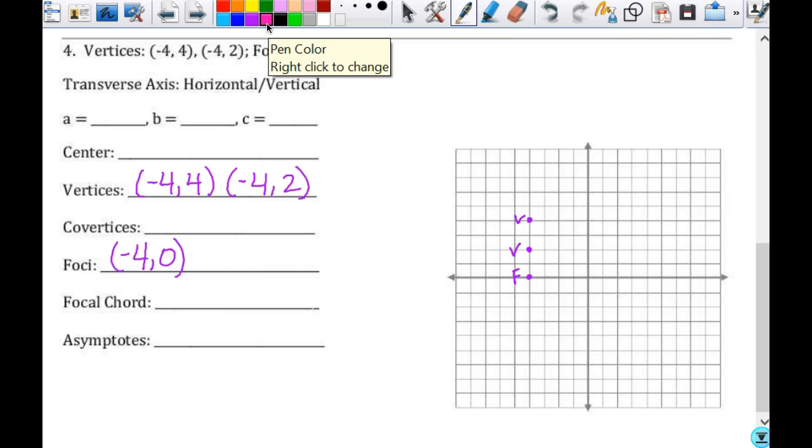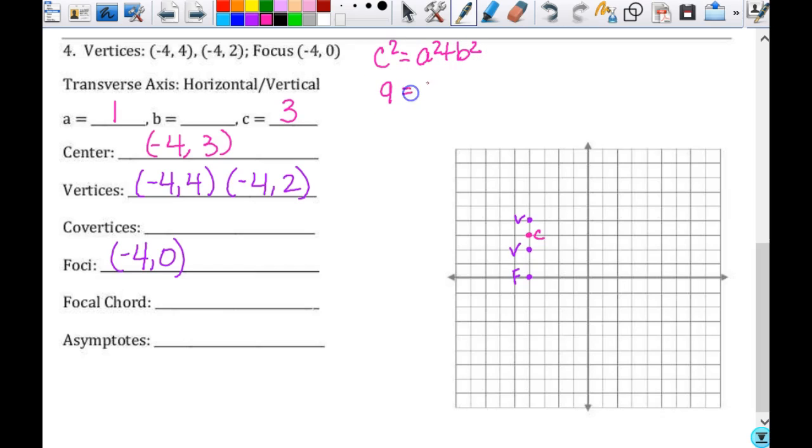So from this information, can I find my center pretty easily? Yeah, the sooner you can find the center, the better. So here's the center. It's going to be at negative 4, 3. Which means, what is A? 1. What is C? 3. Okay. So then I know that C squared is equal to A squared plus B squared. So 9 equals 1 plus B squared. So B is the square root of 8, which is 2 square root of 2.